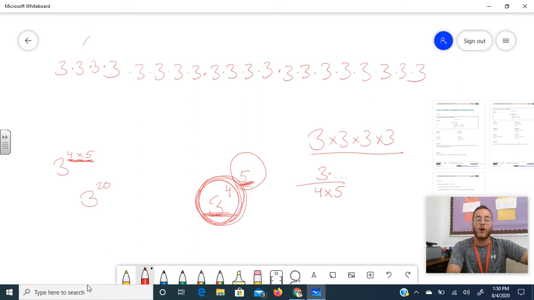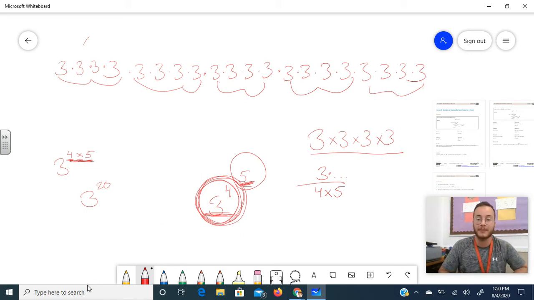and if you count all of those threes, I have 3 to the 4th power right here, 3 to the 4th, 3 to the 4th, 3 to the 4th, 3 to the 4th, a total of 5 times. And if you count all of my threes, then that is 20 threes. And I know if I have repeated multiplication, it's 3 to the 20th power.